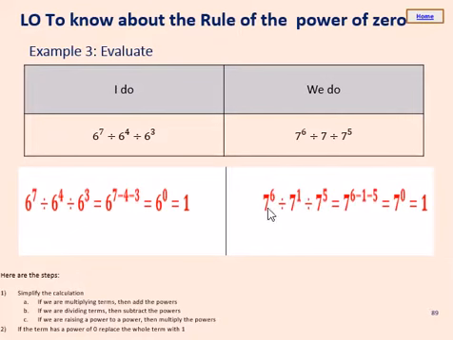And again for that one, this 7 is a power of 1. So this is 6 to the power of 6 take away 1 take away 5, which gives me 7 to the power 0, which is equal to 1. Really well done if you got that right.